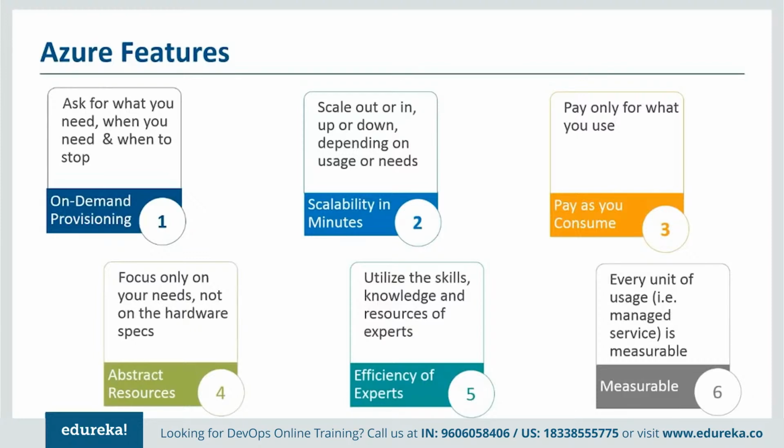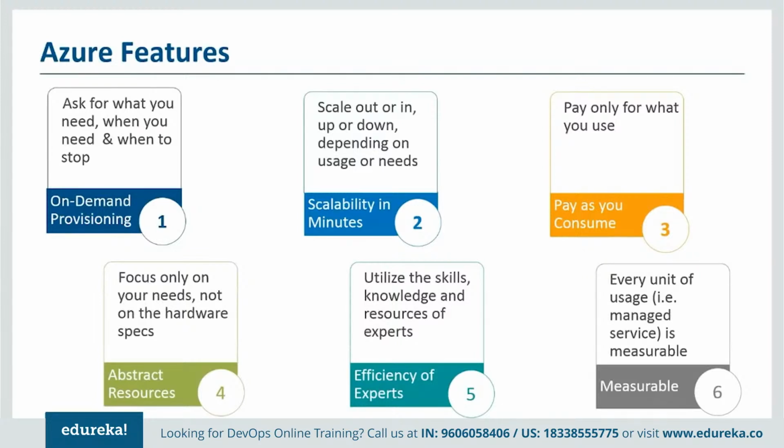Now, when you come to the cloud, what you can do is provision on demand. And once your demand is not in place, which means there is not much requirement right now, you can scale down. When you scale down, you only pay for what you are consuming. That is point number 3, pay as you consume.